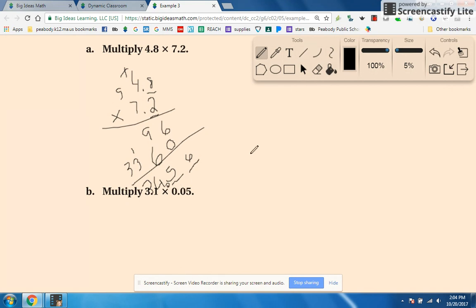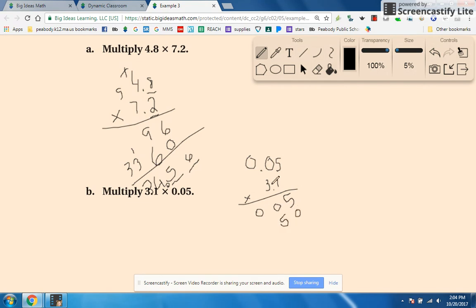So 3.1 times 0.05. This time 0.05 has more digits, so I'm going to put that number on the top, and 3.1 can go on the bottom. Okay, I'm going to multiply like normal. So 1 times 5 is 5, 1 times 0 is 0, 1 times 0 is 0. Start my second row with a 0.